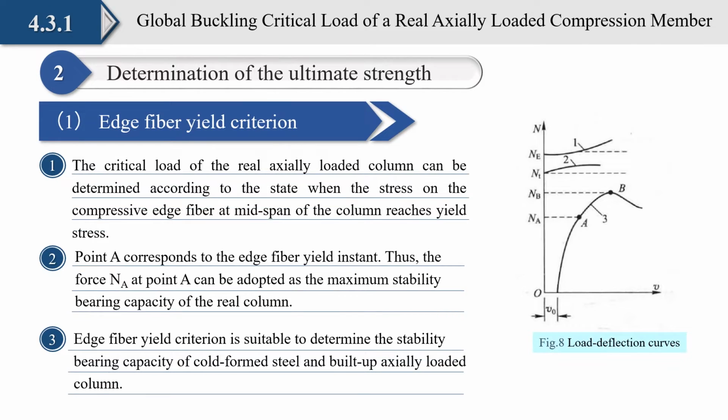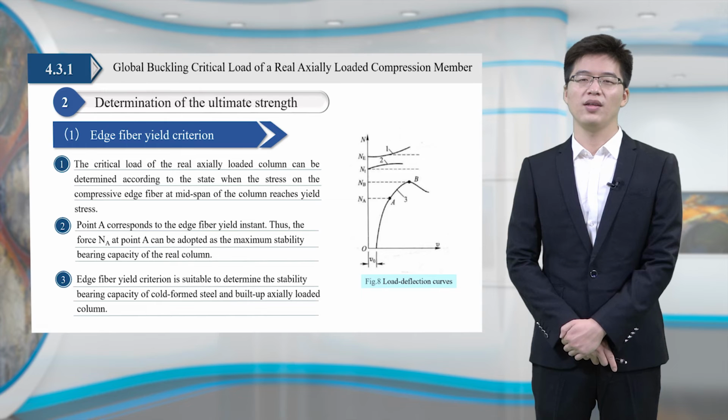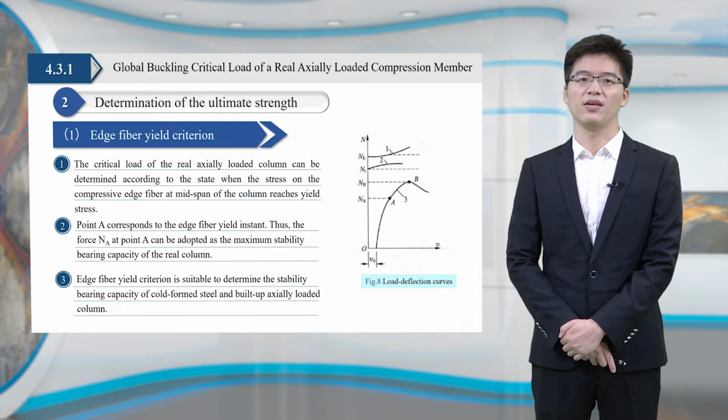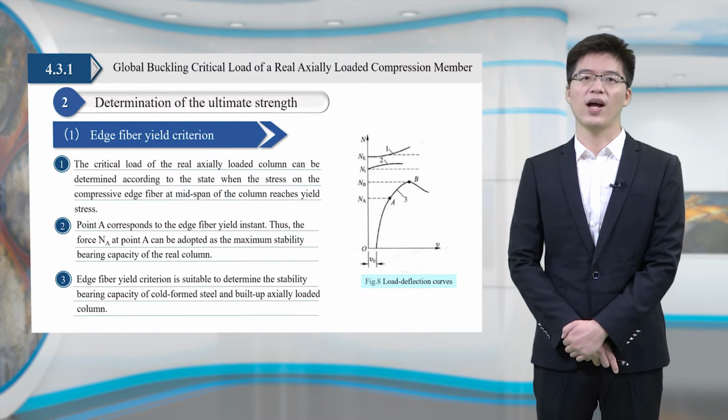Here, we will introduce two criteria to determine the ultimate limit state of the real column and establish the corresponding calculation formula for the global buckling critical load. These two criteria are the edge fiber yield criterion and the maximum strength criterion, respectively. Firstly, let's see the concept and the principle of the edge fiber yield criterion.